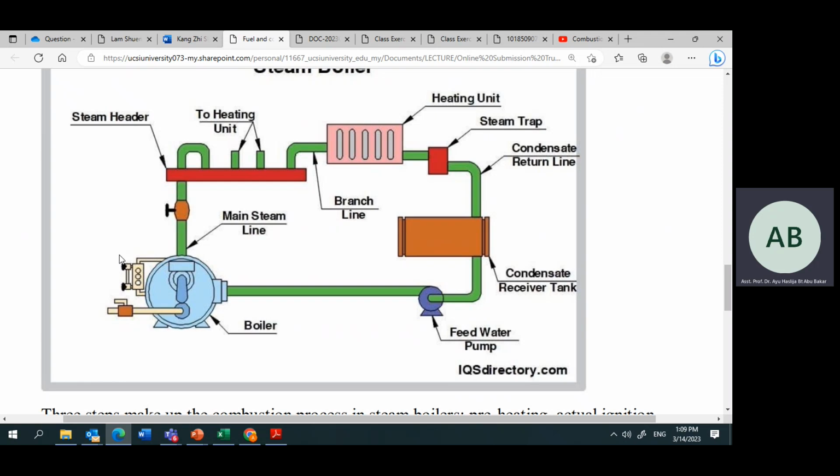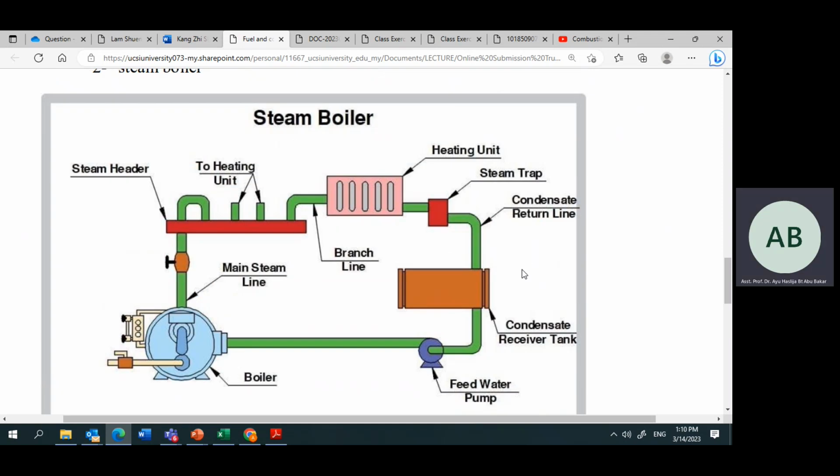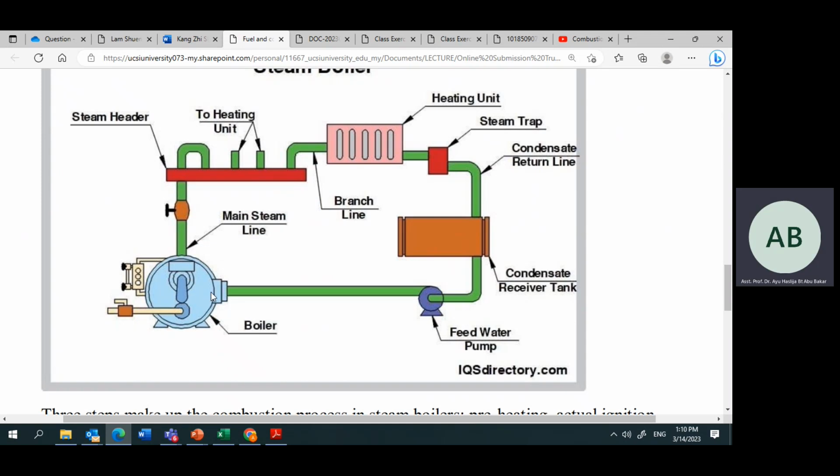Okay, so the combustion occurs either inside the boiler or outside the boiler to heat up the water. Then the heated water or heated steam from here will be supplied to other process lines. We have a heating unit as well over here, the steam heater. The combustion might occur over here at the boiler. The boiler also has a few types.